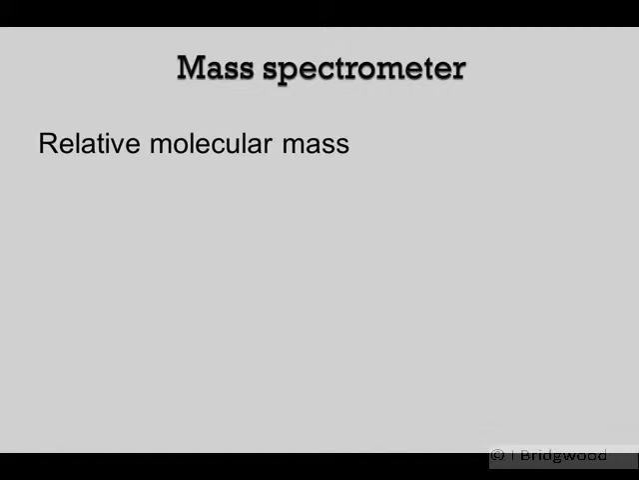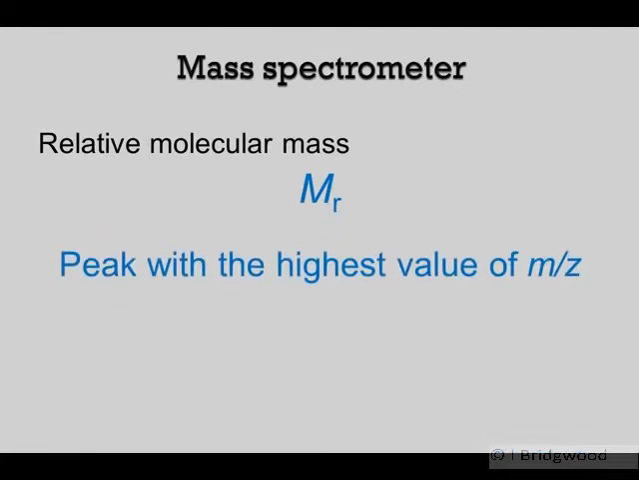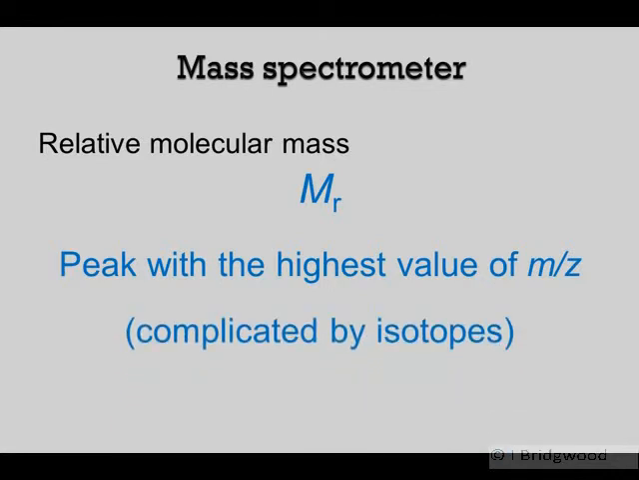Relative molecular mass, if we're looking at a particular molecule, we can also determine, because that will be the peak with the highest value mass to charge value. Now that is not the one with the highest abundance necessarily, it's the one that's furthest to the right. This could be complicated by the presence of isotopes.